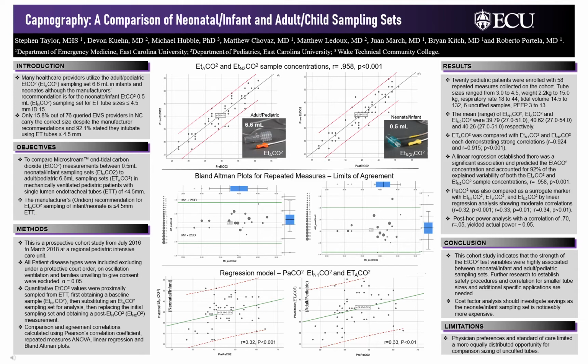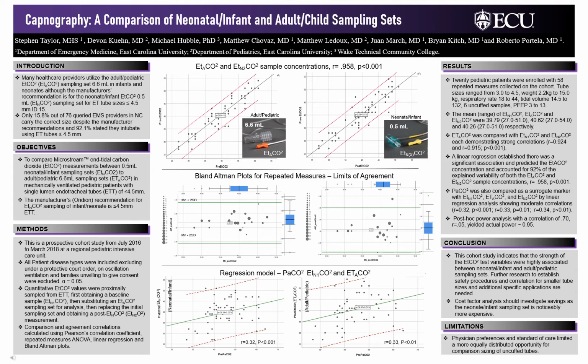We also performed a linear regression to account for 92% of the sample variations in both sample sets. You can see that at the top diagram, R 0.958, p-value of 0.001. The middle figure, a Bland-Altman graph, the dots represent each patient, and the larger the dot, the more measures for that patient. And this shows as well significant agreement for these samples.